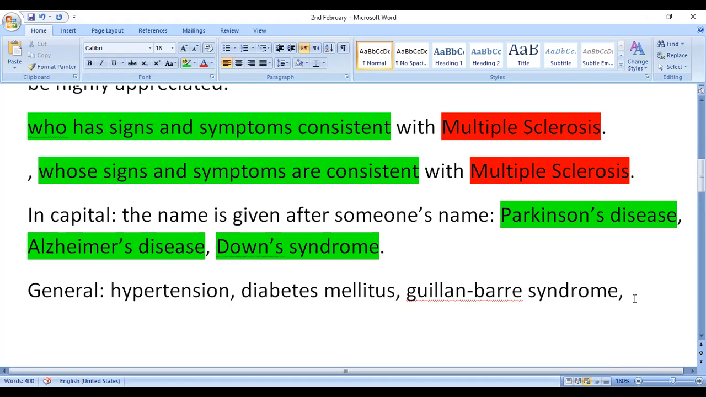Any questions so far? Dr. Farah says Stevens-Johnson syndrome. This is also written in capital. That is good.